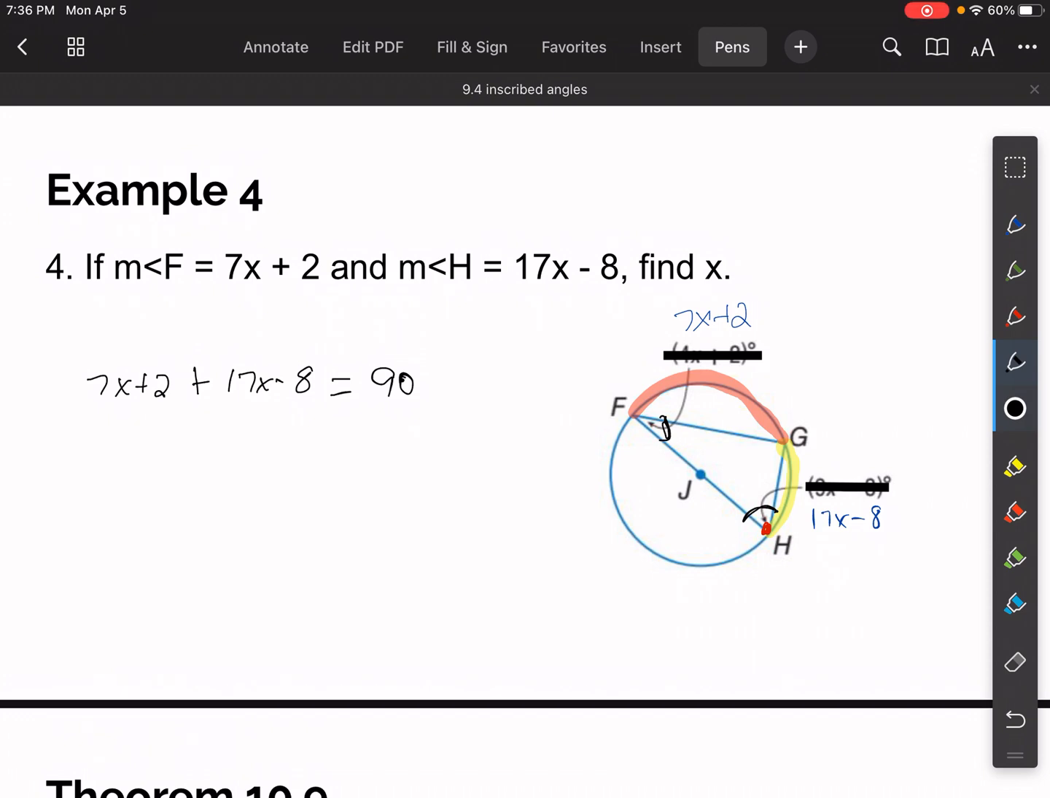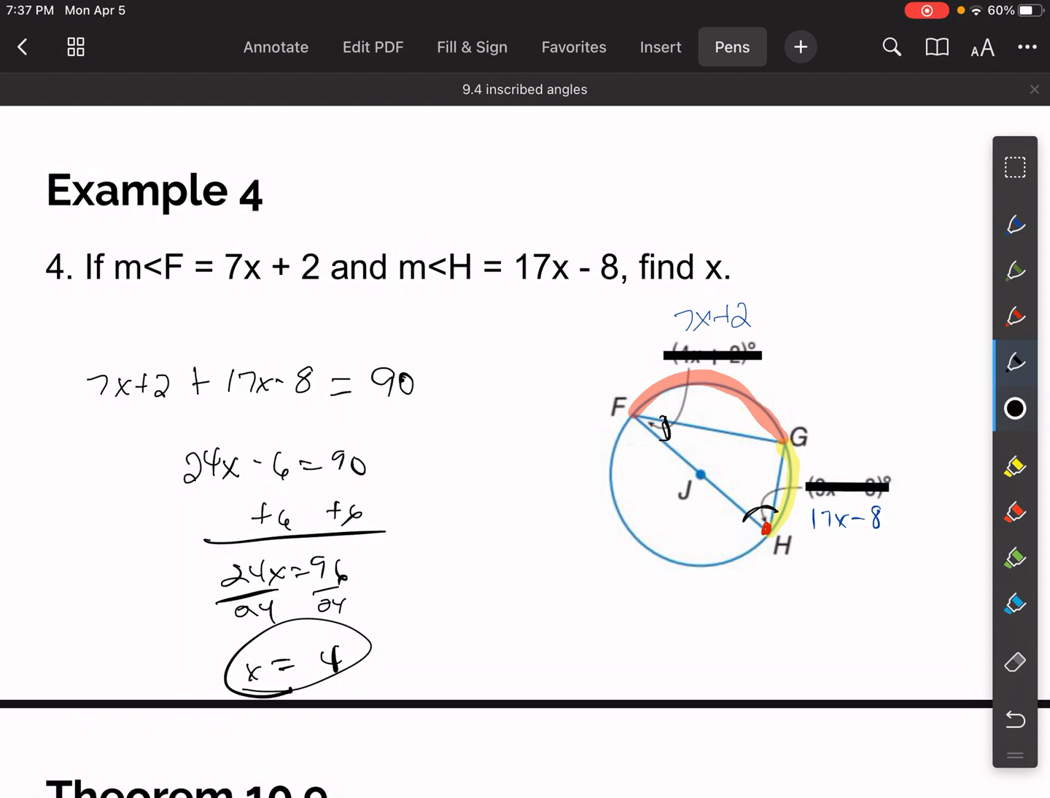Let's combine some terms here. 17 plus 7 gives me 24x. 2 minus 8 gives me -6, equals 90. So I can add 6 to both sides. I get 24x is equal to 96. Divide both sides by 24, and I get x is equal to, I believe that comes out to 4. So x is equal to 4 for example 4. A lot of 4s going on.